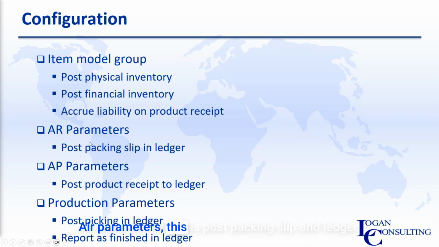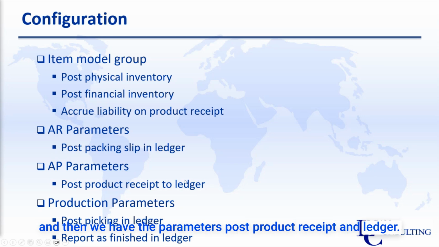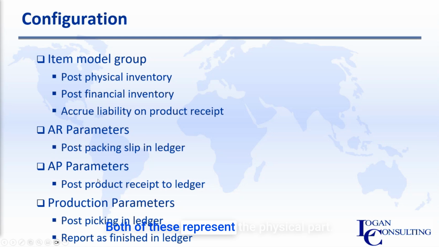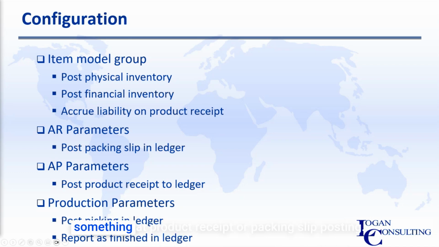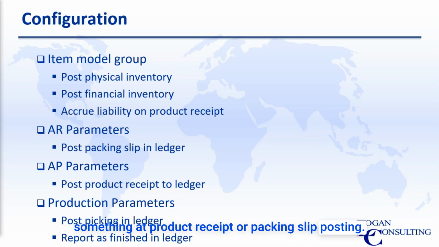AR parameters, this is post packing slip and ledger. And then we have the AP parameters, post product receipt and ledger. Both of these represent the physical part, that physical update. So you have to have post physical inventory set to yes, and also both of these parameters set to yes to make sure that you're actually going to post something at product receipt or packing slip posting.